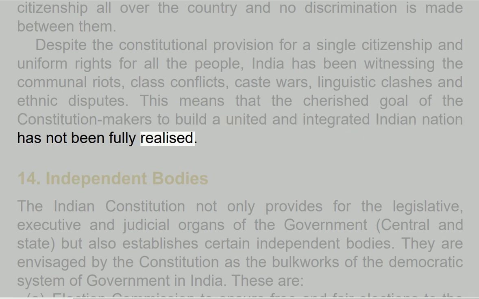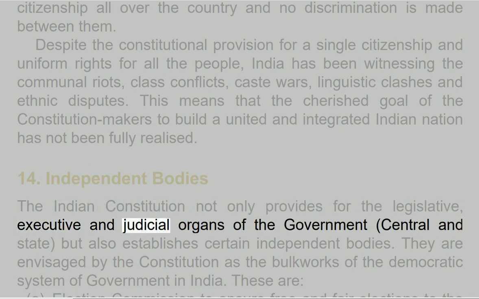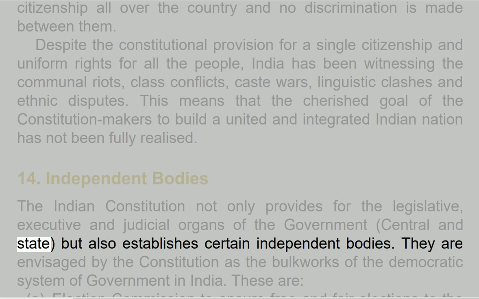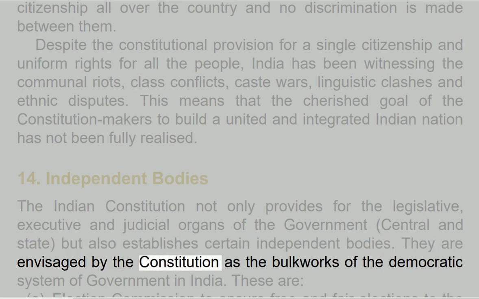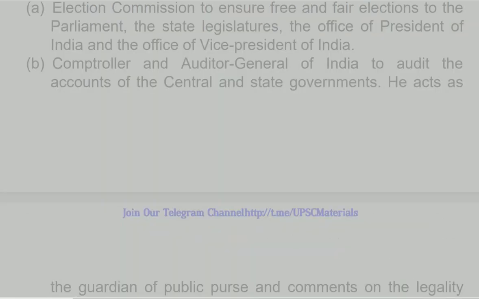14. Independent bodies. The Indian Constitution not only provides for the legislative, executive and judicial organs of the government, central and state, but also establishes certain independent bodies. They are envisaged by the Constitution as the bulwarks of the democratic system of government in India. These are: A. Election Commission to ensure free and fair elections to the Parliament, the state legislatures, the Office of President of India and the Office of Vice President of India.